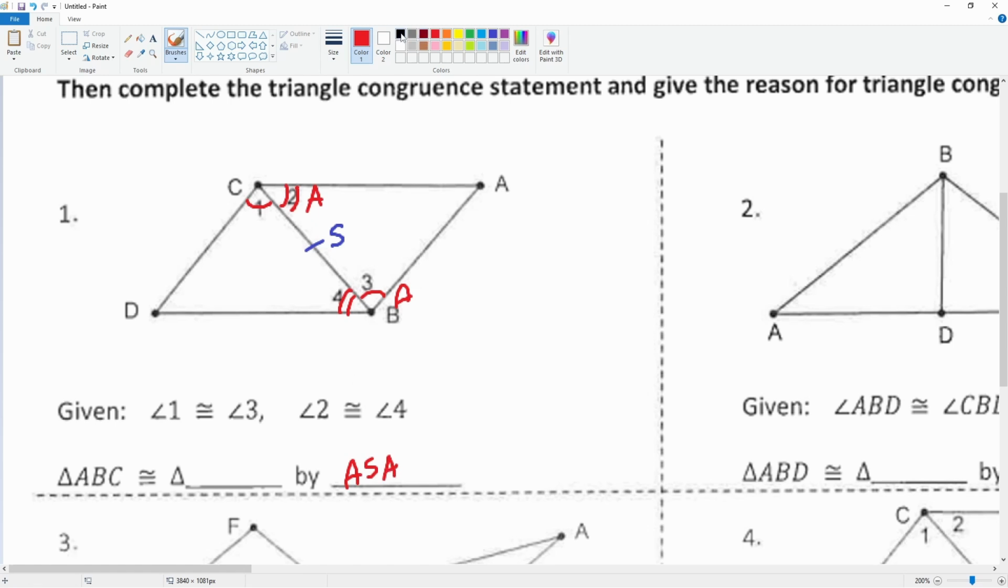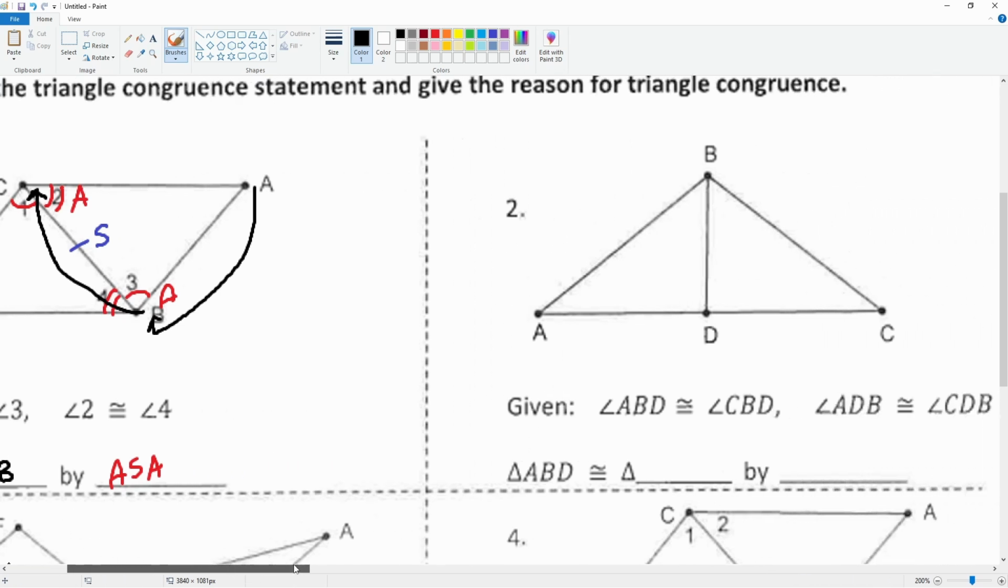We want it in the order of ABC, so it's A, then the one curve, then it goes to the 2 curve, A, B, then C. So from this one, it will be from D, C, then B. It has to follow that same statement.